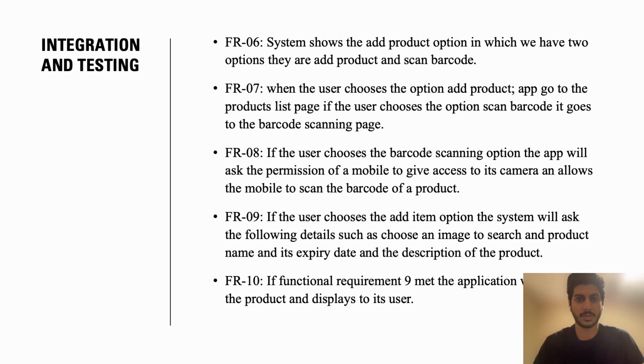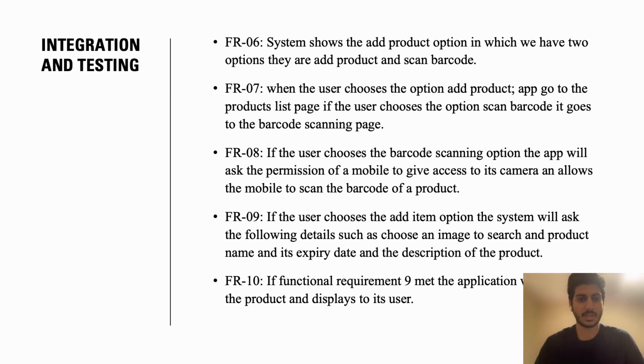Coming to functional requirement 6, the system shows the add product option, in which we have 2 options: add product and scan barcode. When the user chooses the option add product, the app goes to the product list page. If the user chooses the option scan barcode, it goes to the barcode scanning page. If the user chooses the barcode scanning option, the app will ask permission for the mobile to give access to its camera, which allows the mobile to scan the barcode of a product.